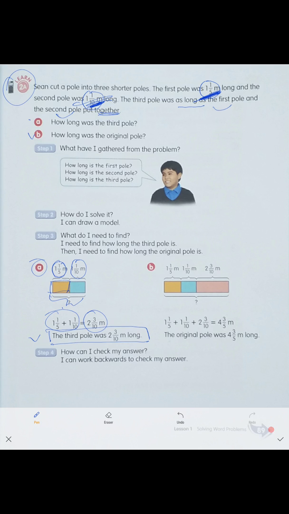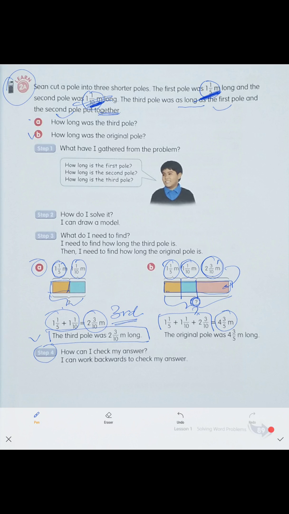So they ask you how long was the original pole, and even this unit bar actually looks like a pole, right? He cut it. That was the first one. That was the second one. This is the one that we found, the third pole, right? So this is what it is. All together, how much? They ask you. You do the same addition. This is the answer, right?